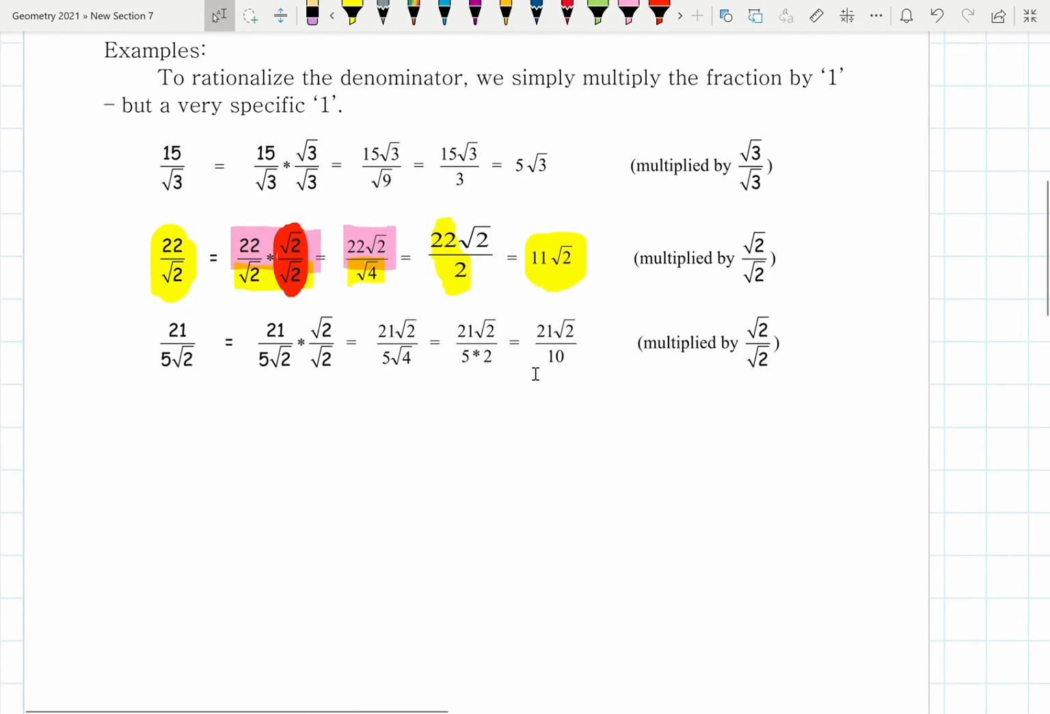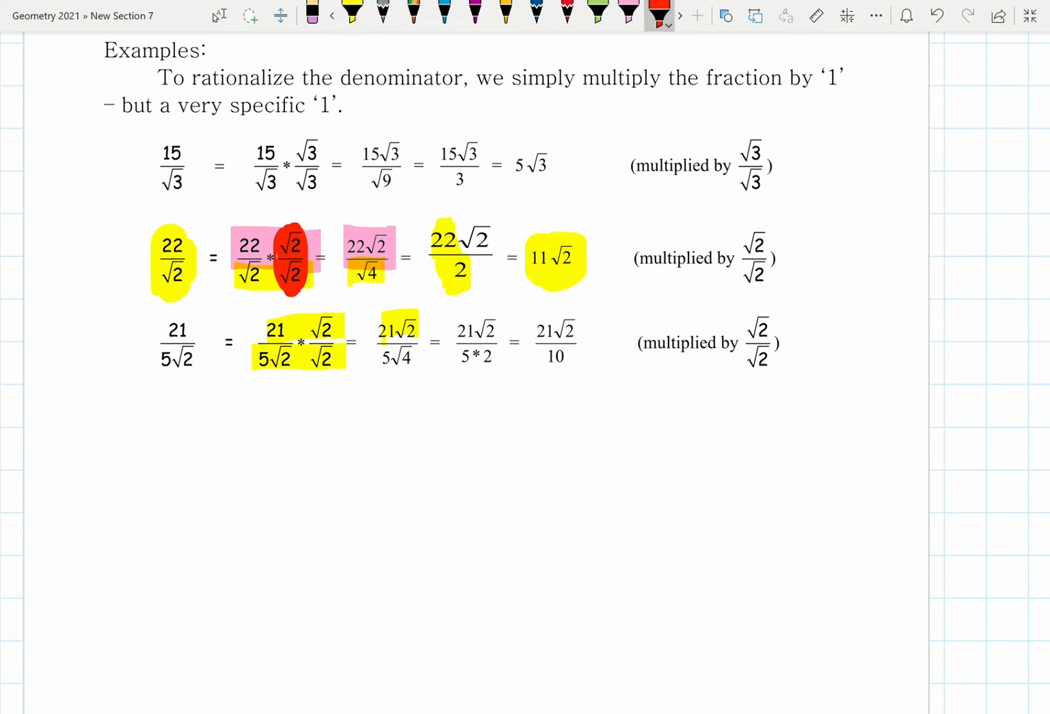So 11 square root of 2 is exactly the same as 22 divided by the square root of 2. On the next example, I do have 5 times the square root of 2 in the denominator, but I don't need to get rid of the 5. I just need to get rid of that square root, because numbers in the denominator are fine. Square roots in the denominator are not. So I create my special fraction of the square root over itself, multiply my original problem by that value, numerator times numerator, denominator times denominator.